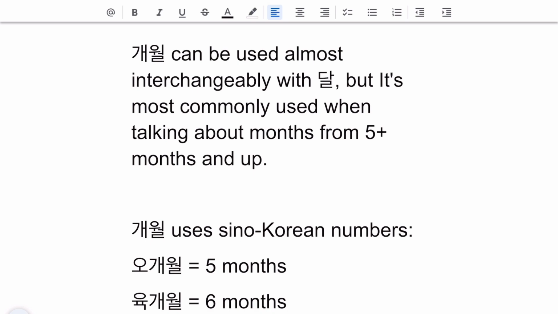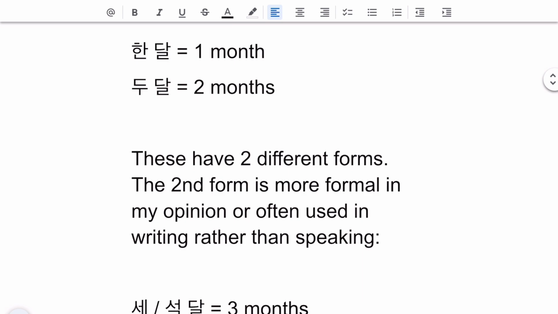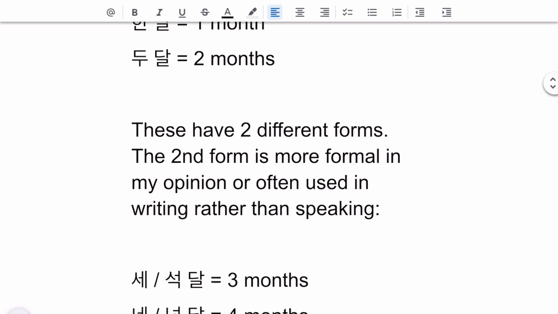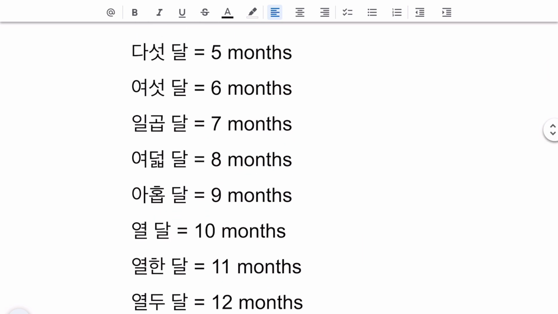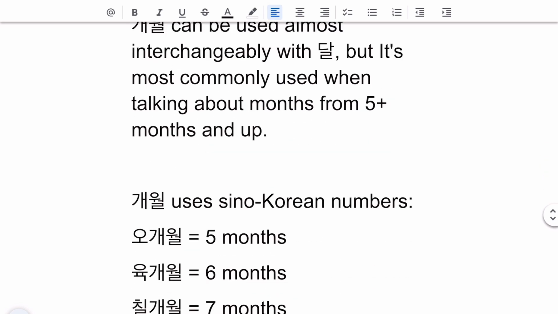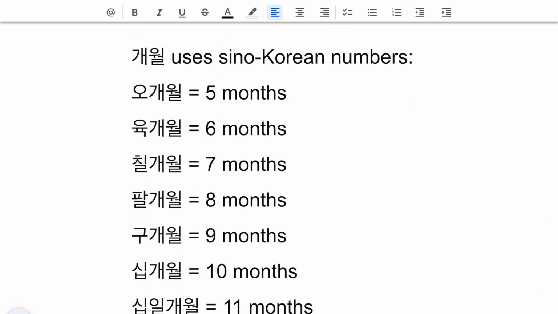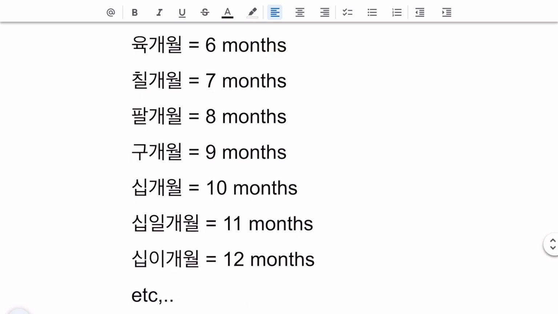So when we're talking about months 5 and up, we'll say 한 달, 두 달, 세 달, 네 달, but then we won't say 다섯 달. We'll skip ahead and say 5개월, 5 months, 6개월, 6 months, 7개월, 8개월, 9개월, and so on and so forth. And this is usually an amount of months as well, right? 10개월, 11개월, 12개월. Technically, you can go on as long as you need to.